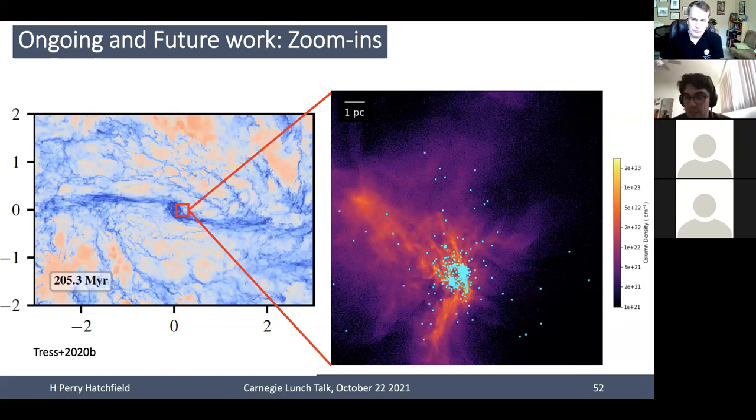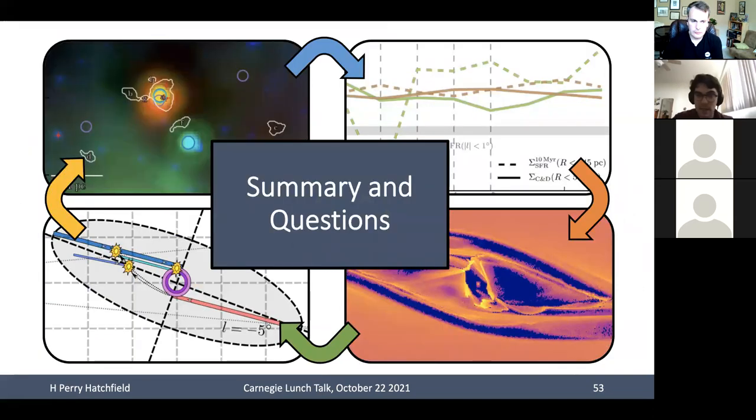And the goal is to compare with a lot of ALMA data that is coming up on the horizon that we'll have access to. Okay, so that about brings me to the end of the talk. I know I sort of ran out of time there, but I would be happy to take any questions.